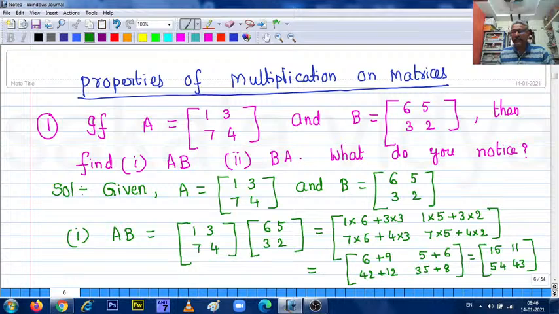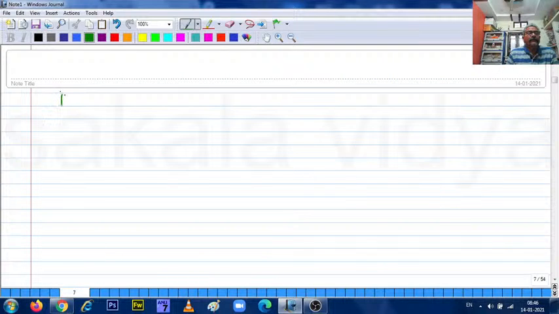35 plus 8, 43. You check Muhammad. 54 and 43, not 38. See, 4 into 2 is 8. 7 into 5, 35. 35 plus 8 is 43. Right. So next now go to second one.